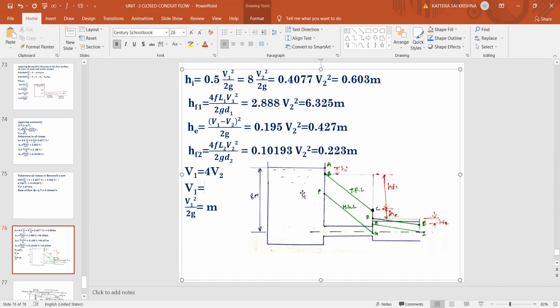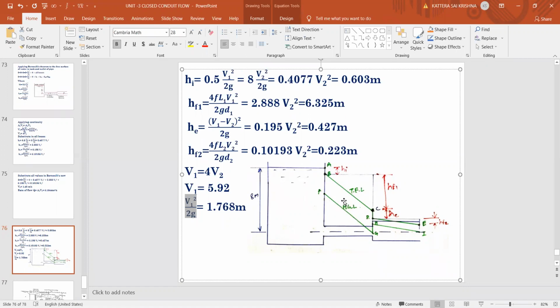Next, 4 times of V2, 5.92 meter per second, and V1 square by 2g, that is 1.768 meter. Okay, so now you can see after substituting all the V2 values in the minor losses. And one more thing which we have taken is kinetic head, because for writing the total energy line, it is the summation of all the energies.